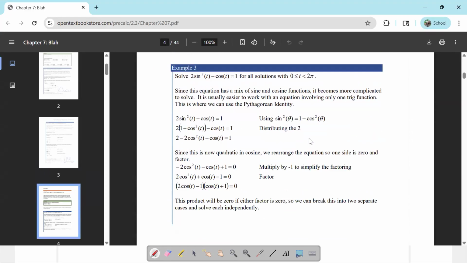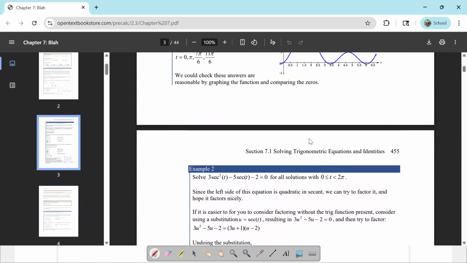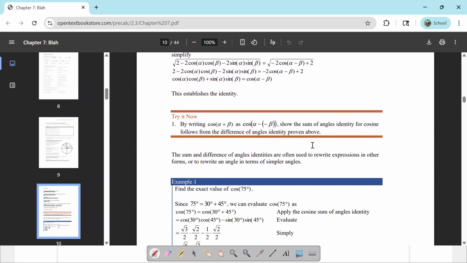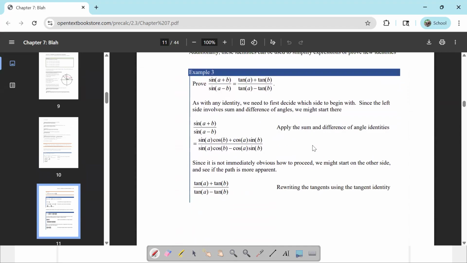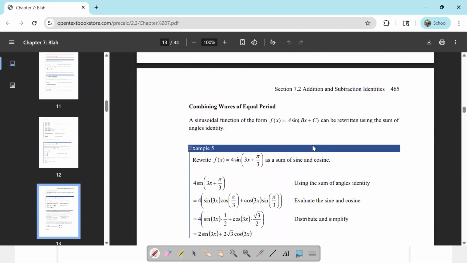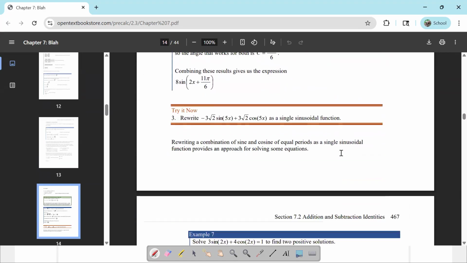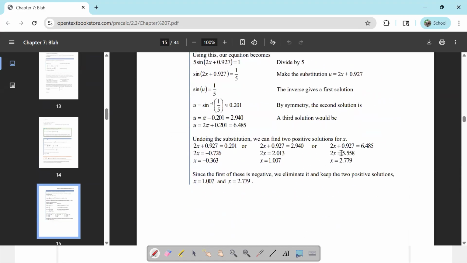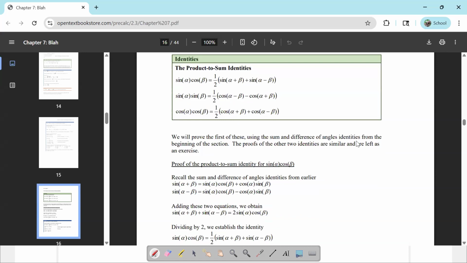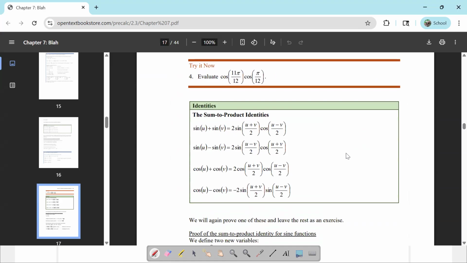There's a ton of formulas in, am I in the right section? Oh, that's 7.1, not 7.2. All right, so let's see. No. Just did one like that. Those are for the same period. Same period. There we go. Product to sum, and then it's stated separately. Yeah, the sum to product identities.